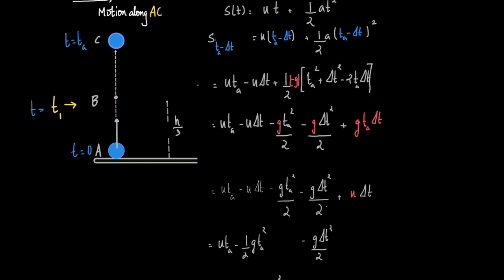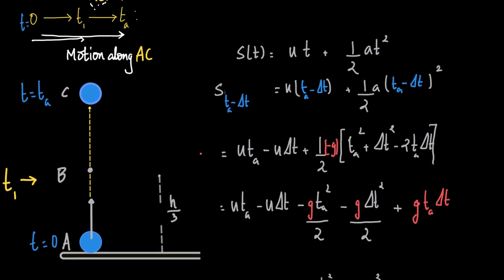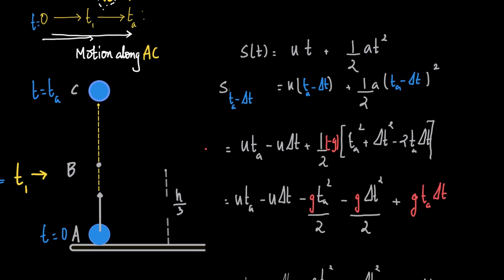If that is clear, then we can say that the displacement at the corresponding time, TA minus delta t, is u into (TA minus delta t) plus half a into (TA minus delta t) the whole square. U into TA is u TA minus u delta t, plus half a, where a is minus g, times (TA minus delta t) the whole square, which is TA square plus delta t square minus 2 TA delta t.